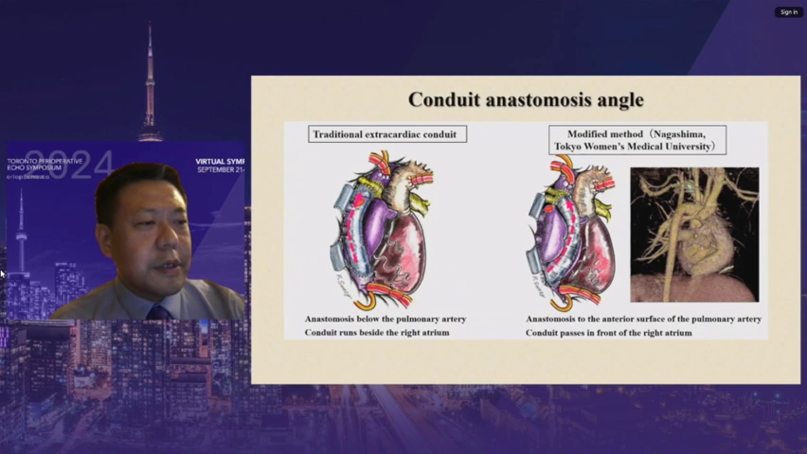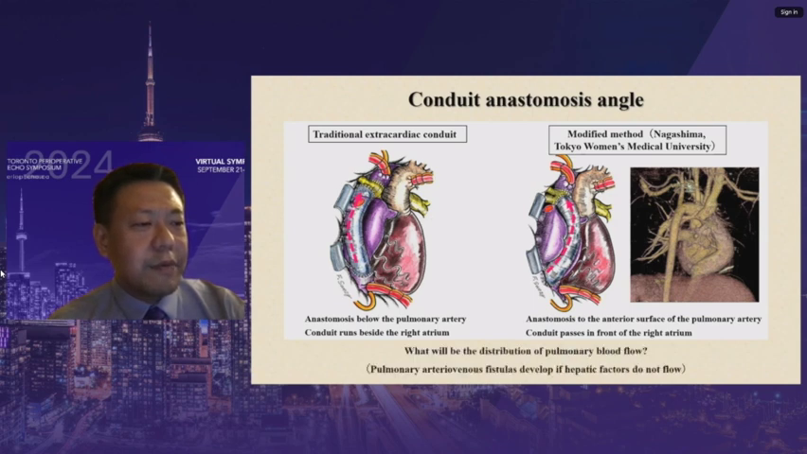The conduit in the classical Fontan procedure passes to the right of the right atrium, but Nagashima reported a modification where it passes in front of the right atrium. How does this modification affect the flow of IVC blood into the pulmonary arteries? It is very important for IVC blood flow, which includes hepatic venous blood, to reach the lungs. If hepatic factors do not flow, arteriovenous fistula in the lungs can occur, leading to worsened oxygenation. Next slide.